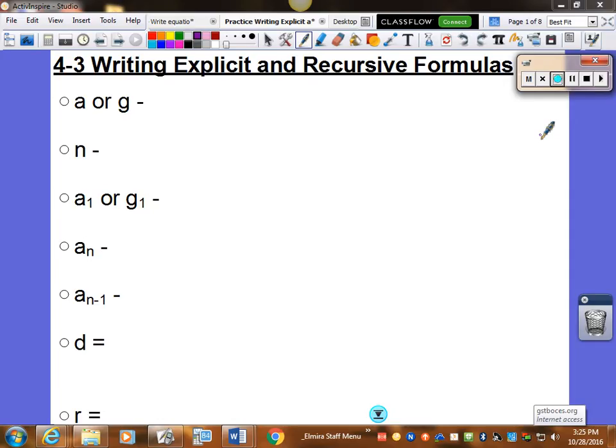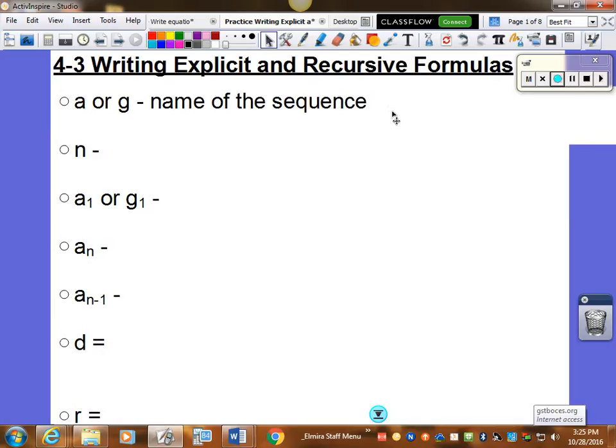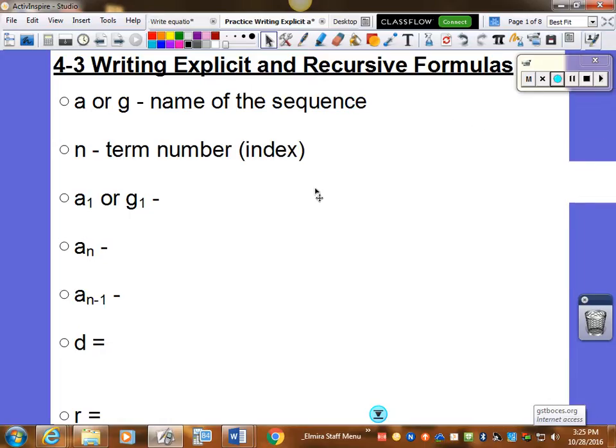Okay. A and G just refer to the name of the sequence, whether it's arithmetic or geometric. So when you see the letter A, you know you're talking about an arithmetic sequence, and when you see the letter G, it's a geometric sequence. N refers to the term number, the index. So if I said the fifth term, N would be 5.